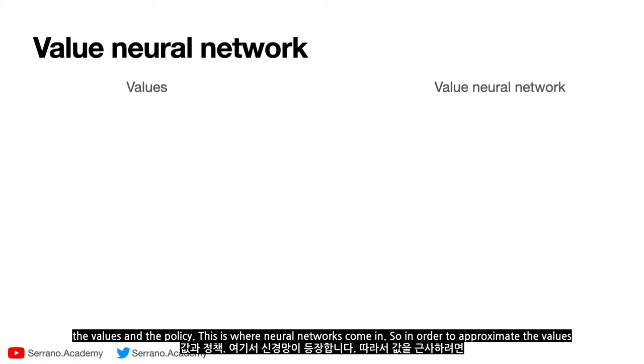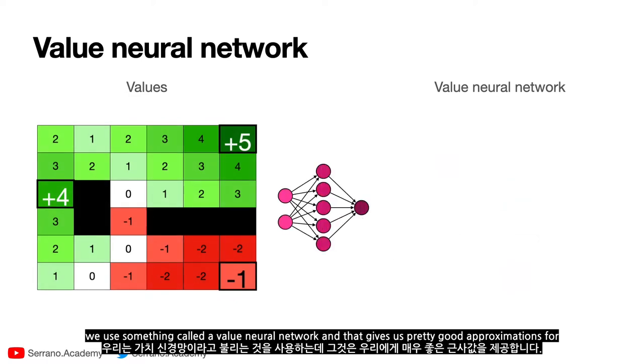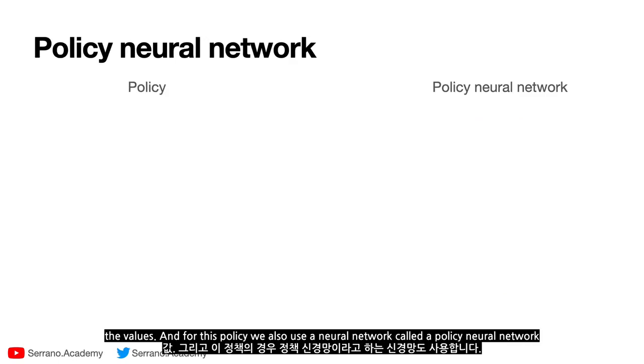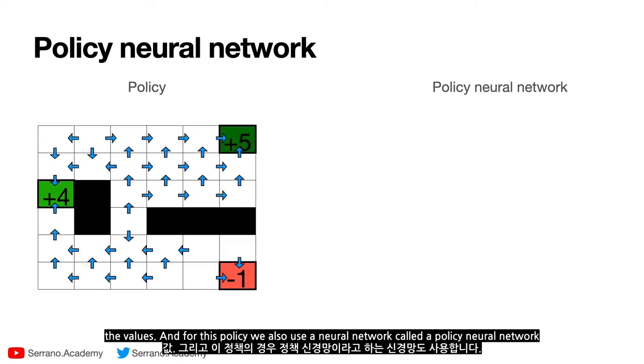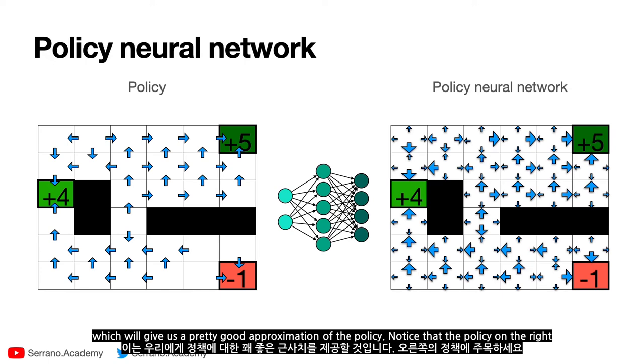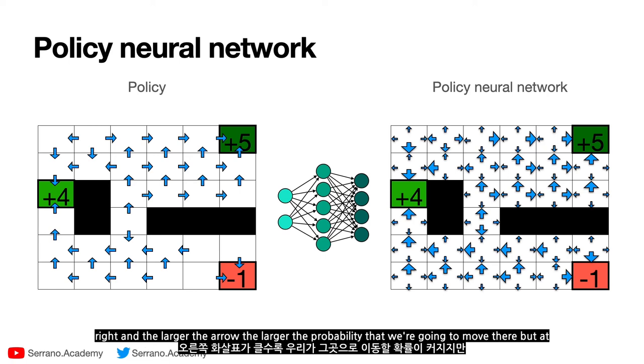This is where neural networks come in. So in order to approximate the values, we use something called a value neural network, and that gives us pretty good approximations for the values. And for the policy, we also use a neural network called a policy neural network, which will give us a pretty good approximation of the policy. Notice that the policy on the right is stochastic, which means for each state I have 4 probabilities, one to go up, to the left, down, and to the right. And the larger the arrow, the larger the probability that we're going to move there.